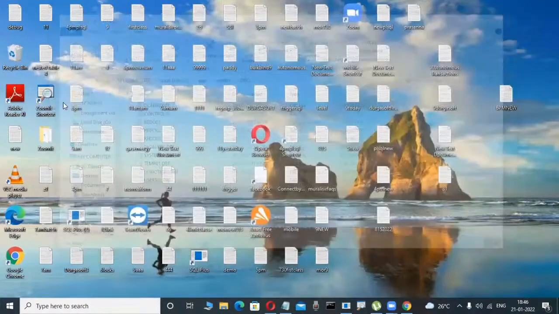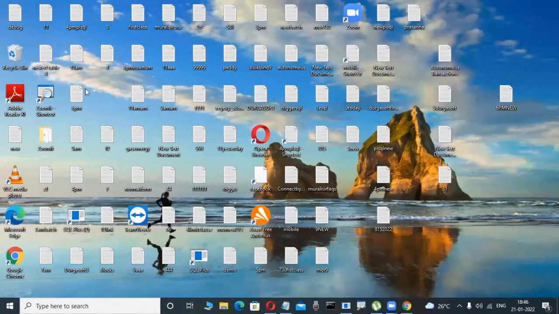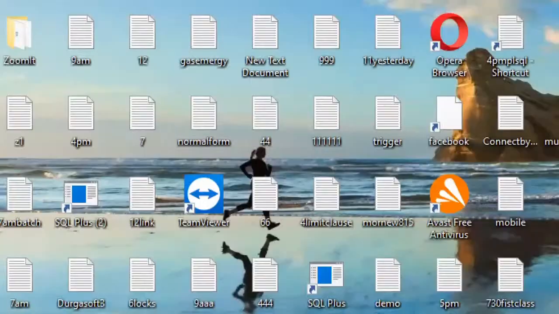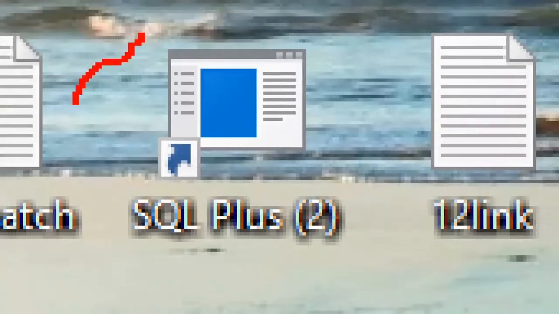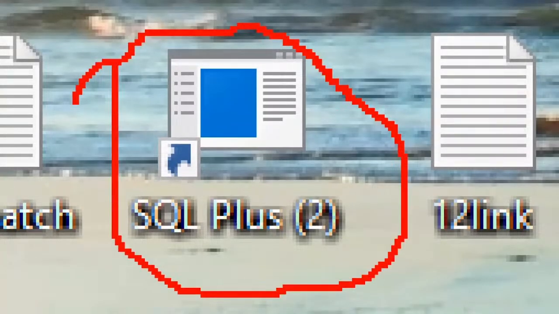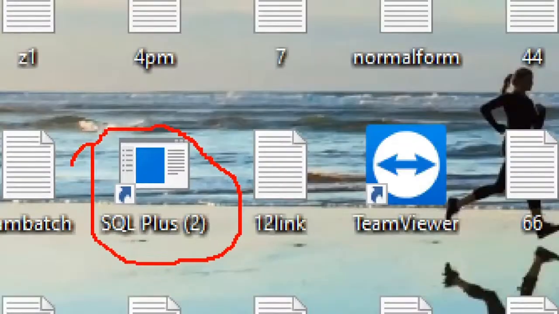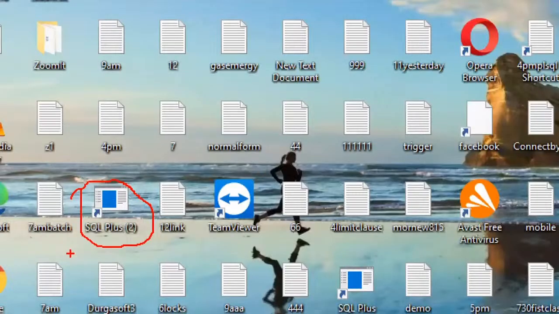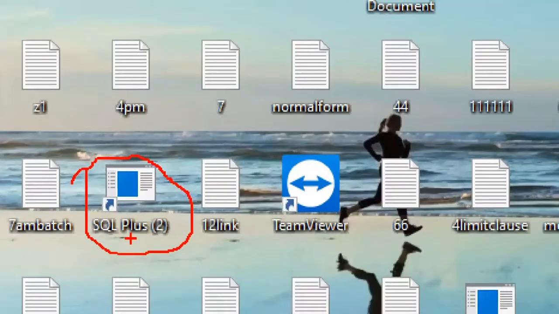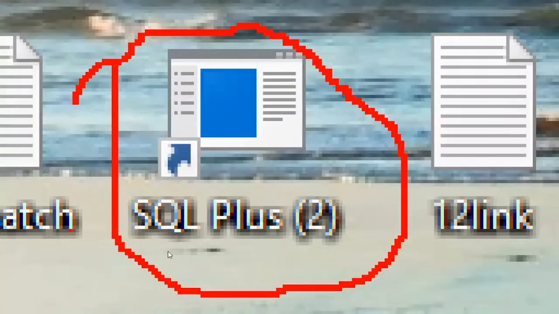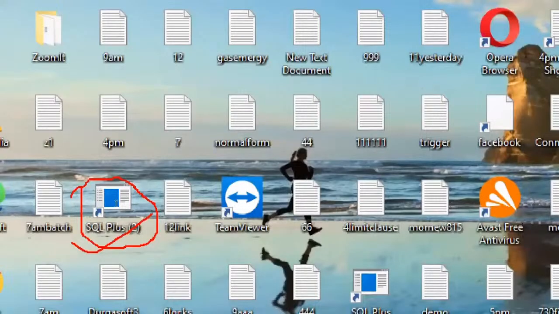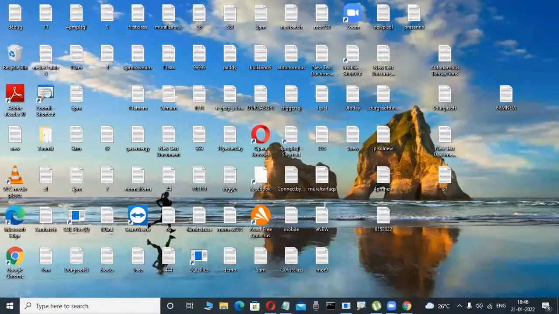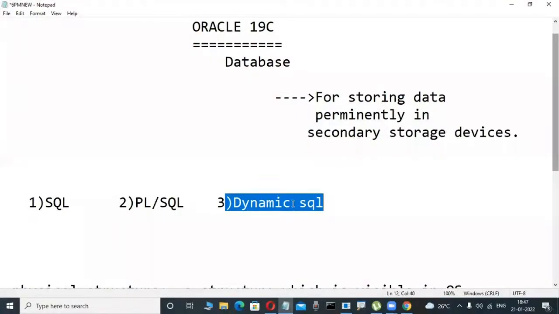Suppose in a screen only. Here, anybody observe it? What is this one? In my screen only, something is there, maybe. What is this one? I'm installing Oracle. What is this one? SQL Plus is there. SQL is a language, you have an idea. PL/SQL is a language, some coding is there. Dynamic SQL is a language. Daily we are writing coding.